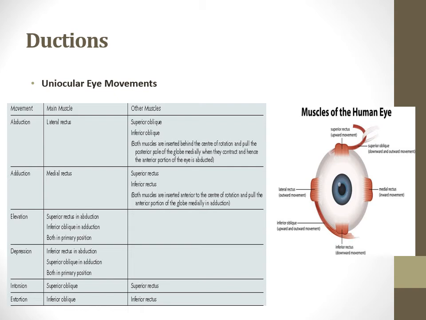Then elevation is the superior movement of the eyeball. The main function is of the superior rectus in abduction and the inferior oblique in adduction, and both of these in the primary position. Depression is the inferior movement of the eyeball. The main muscles are inferior rectus and superior oblique. Intorsion is the circular inward movement of the eyeball. The main muscle for this is the superior oblique, and it is also supported by the superior rectus. Extorsion is the outward rotation of the eyeball. The main muscle is the inferior oblique, also supported by the inferior rectus.